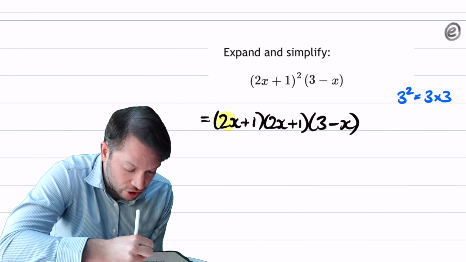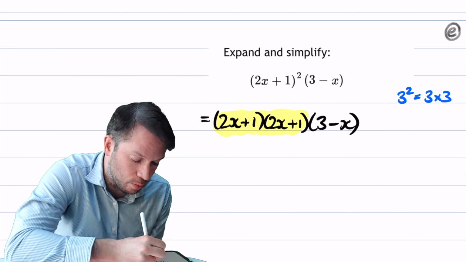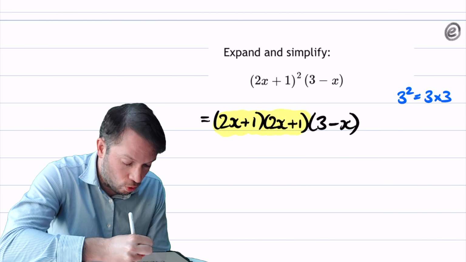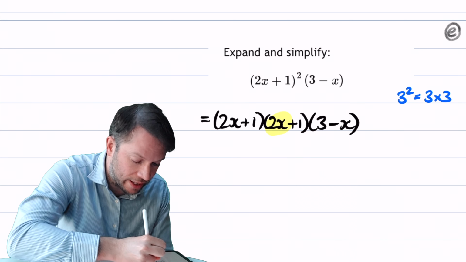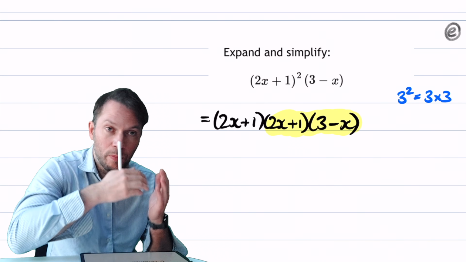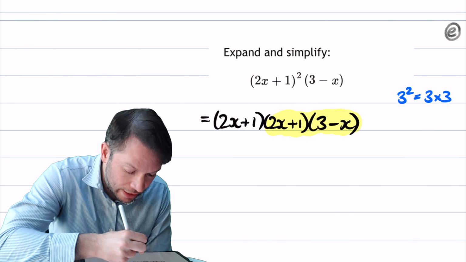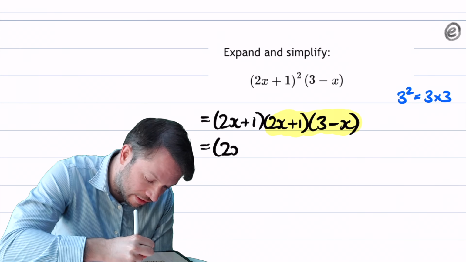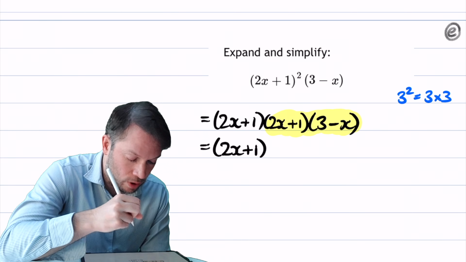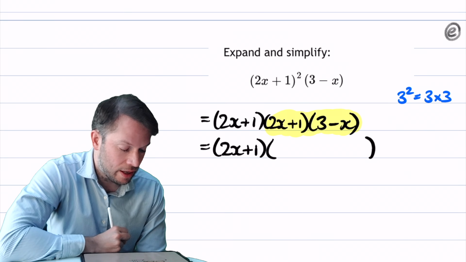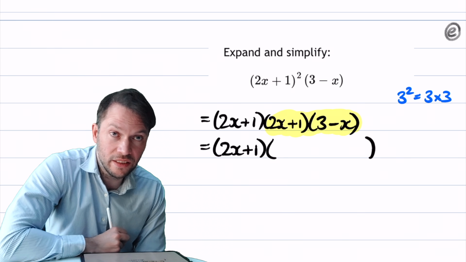So we can either do the 2x plus 1 times by the 2x plus 1, and then multiply that result by the third bracket, or we could do the second bracket times by the third bracket, and then multiply that result by the first bracket. And that's what I'm going to do. So I'm going to leave that first 2x plus 1 as it is, and then I'm going to do the 2x plus 1 times by the 3 minus x there. And I'm going to leave a big bracket with empty space to expand into that bracket.